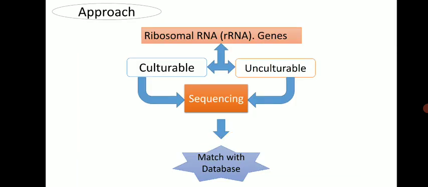The basic approach for this technique is that you first extract the ribosomal RNA genes, the genes that code for ribosomal RNA, and you can extract them from both culturable as well as unculturable microbes. You can take them directly from environmental samples, or from cells previously grown in pure cultures. After sequencing, you match with the already reported database, and you can identify which type of bacteria or microorganism is there.